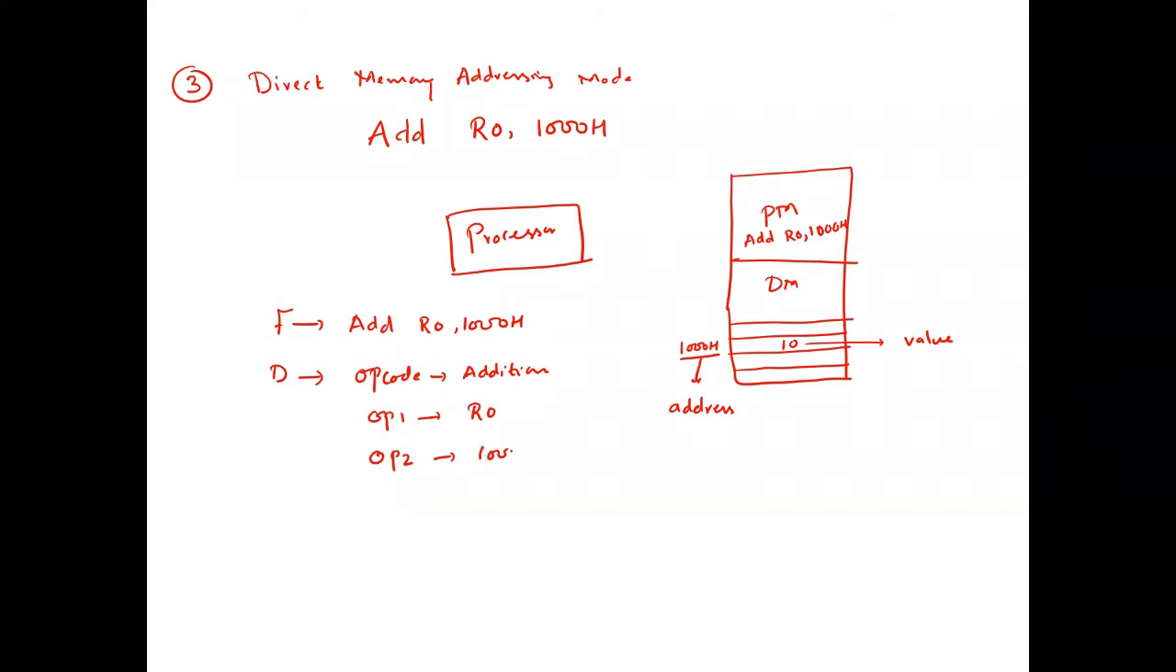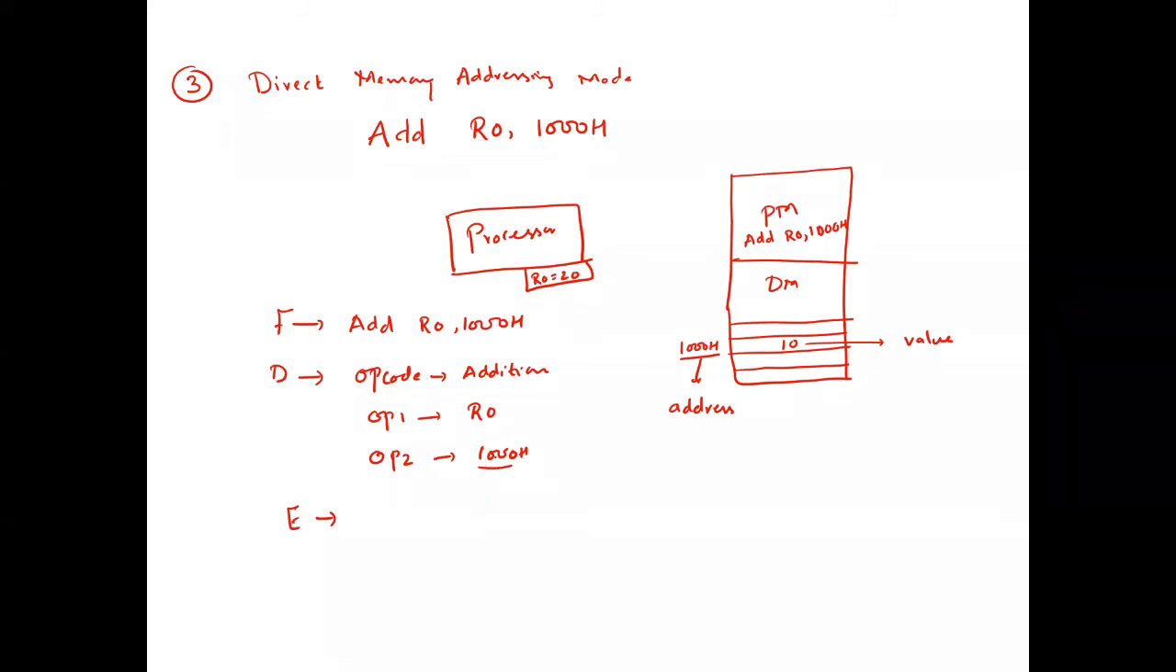Now during the execution phase, can it add directly the content of register R0 with 1000H? No, 1000H is an address. So in the execution phase, before it performs the operation, one more piece of data is missing.